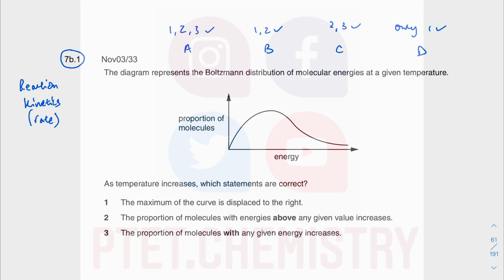Okay, so you should know that energy is on the x-axis, and then we have activation energy there. If you have a catalyzed reaction, you will have a new lower activation energy. But this question is not going to ask you anything on catalyst. So what they want is: as temperature increases, which statements are correct.